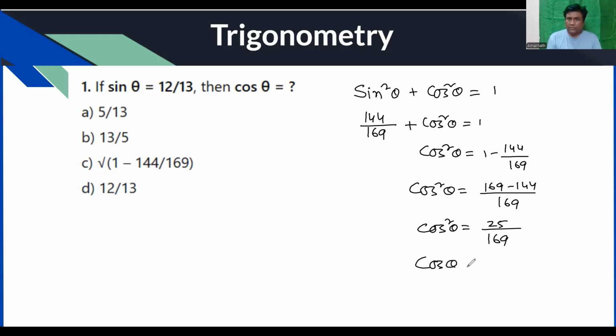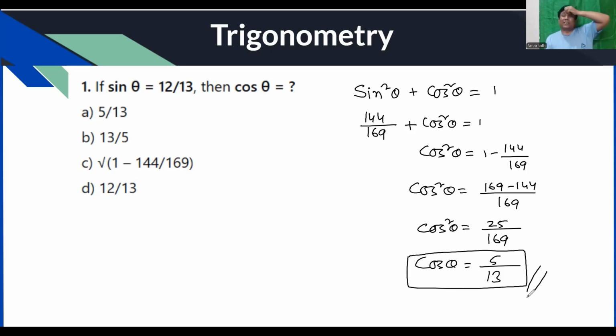So that is cos square theta. What will be cos theta? It will be the square root of it. The square root of 25 is 5 and the square root of 169 is 13. Once we keep on practicing, it will be automatically remembered. 13 into 13 is actually 169. Immediately you may not know the value, but if you keep on practicing, you will automatically understand.